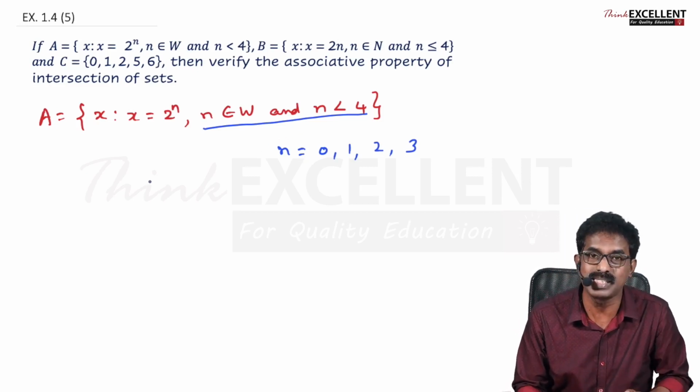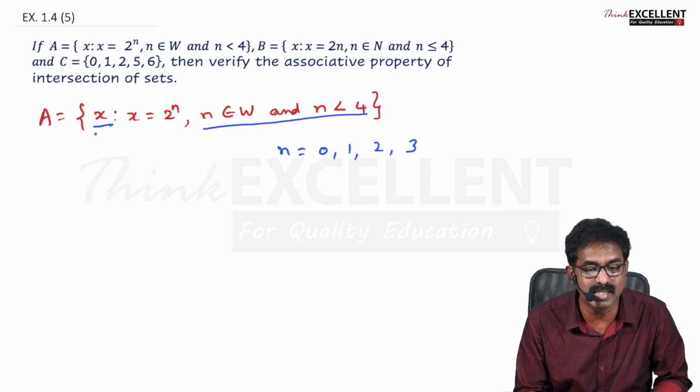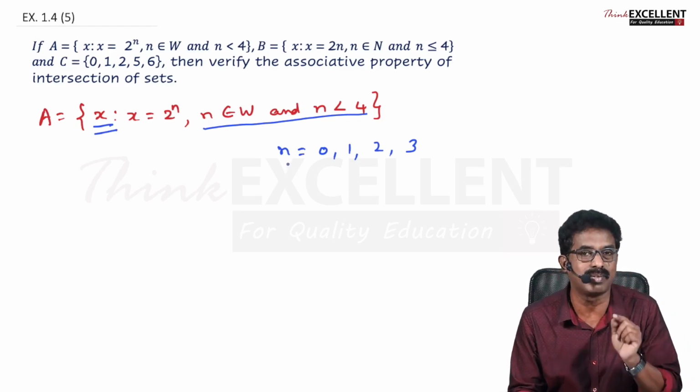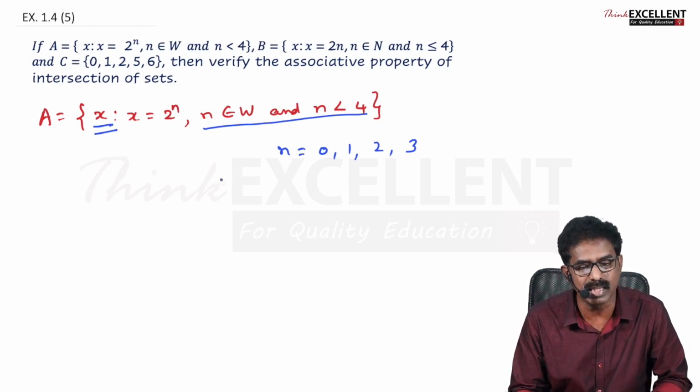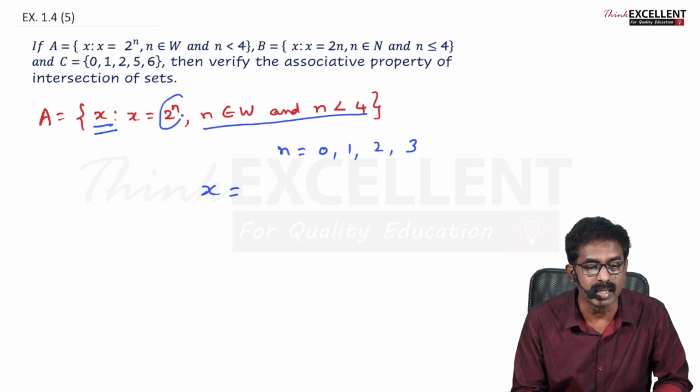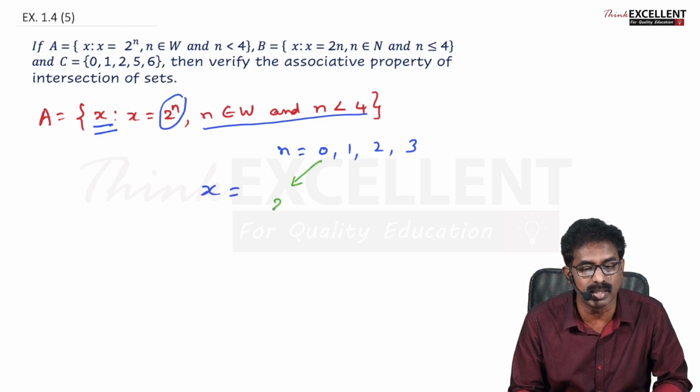But don't write this as your answer. Our answer is the set of x. So this is n. We have to find the x value. So listen, how to find the x value? x is equal to 2 raised to n. Take the first n value. What is the first n value? 0. So you write 2 raised to 0. Then n value 1, so 2 raised to 1. Then n is 2, so it is 2 raised to 2. Then 2 raised to 3.